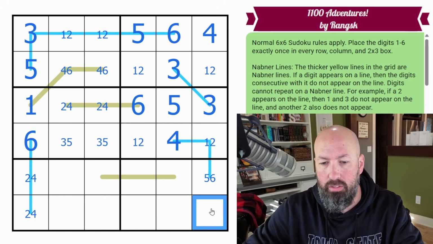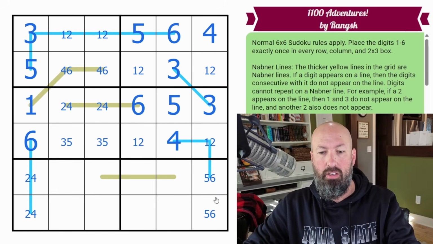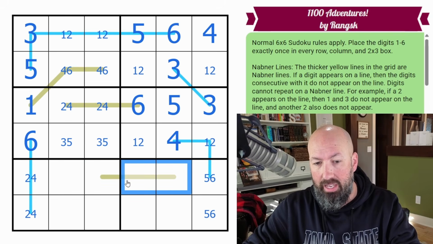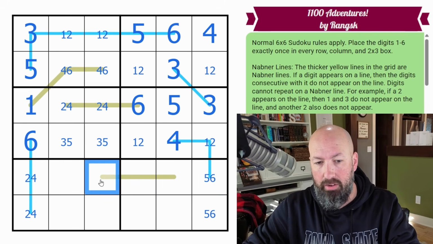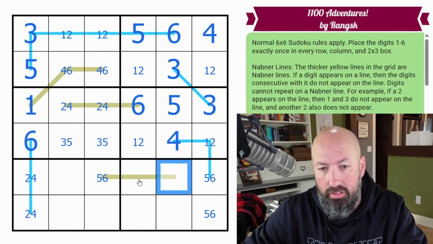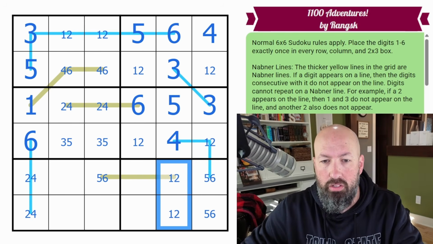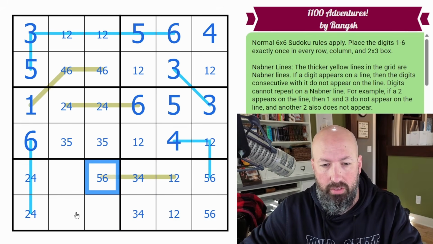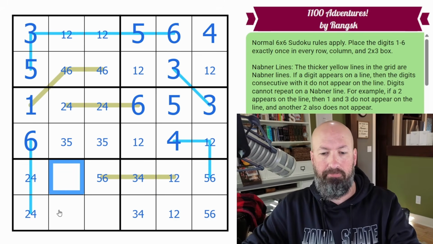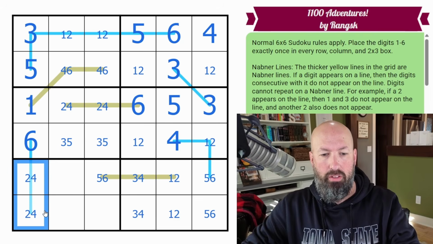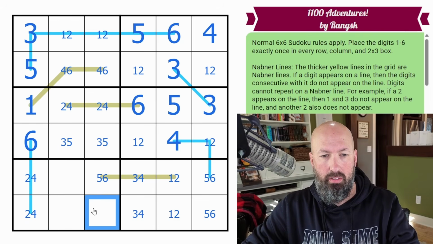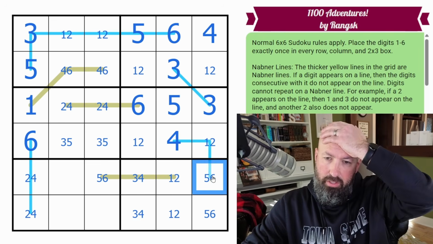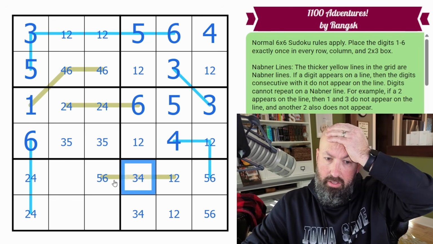But we've got 1, 2, 1, 2. This is a 5 or a 6. Which means, remember, we have to have a 5 or a 6 on this line. But we can't do a 5 or a 6 here because we've got a 5, 6 pair in the box. So this has to be the 5 or the 6 on the line. These are 1 and 2 just for the column. These are 3 and 4. So there's your 1, 2, 3, 4, 5, 6. We've got 2 and 4 here. So, 1, 5, or 2, 6. Yeah. We already did that.